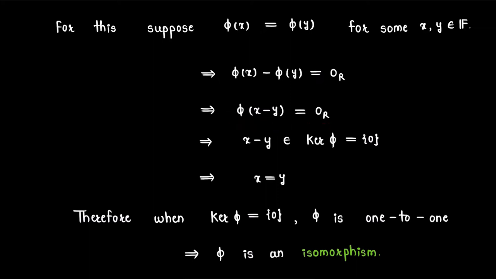Now since we have phi of (x minus y) is equal to 0_R, the element x minus y will be a member of kernel phi, and kernel phi is singleton {0}, so we have x minus y is equal to 0 and therefore x equals y, and this shows that the map phi is 1-1. Therefore when kernel phi is singleton {0}, phi will be a 1-to-1 mapping and thus phi is an isomorphism.